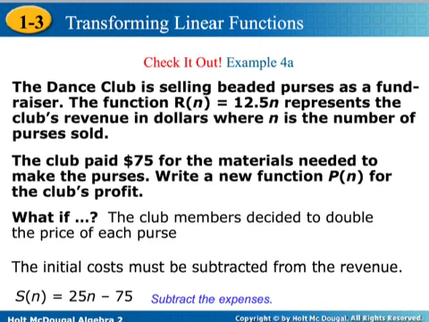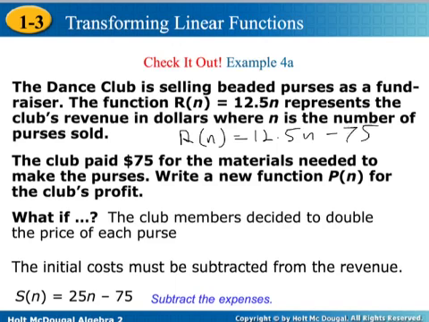Okay, we have a similar problem here where we have a function R of n equals 12.5n for clubs that are selling beaded purses. They paid $75 for the materials, so we need to adjust. So in our new function then, we're going to have R of n equals 12.5n minus 75. So that's the function right there.